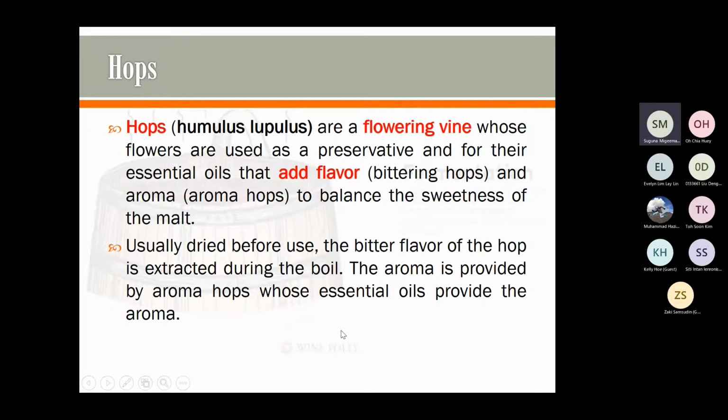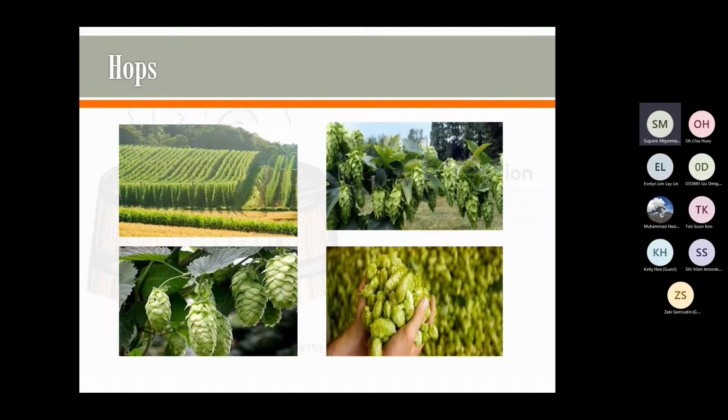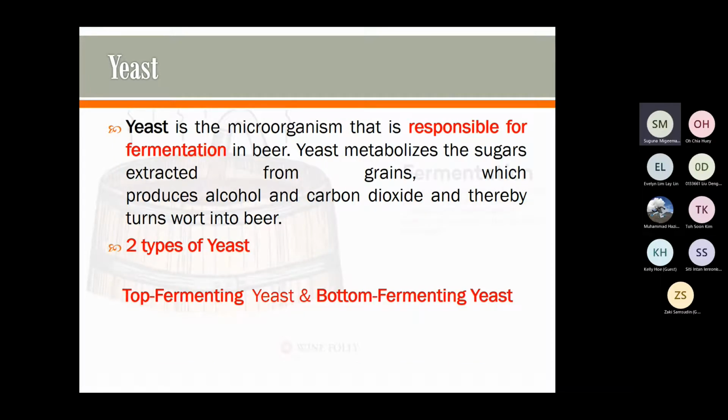And usually the bitter flavor of the hop is extracted during boiling. So we boil the flower and then we will add the aroma, okay, the essential oil, into the beer. So actually, apart from giving the flavor, it also gives the smell to the beer, right? So hops, if you wanted to see a clear picture of hops. Okay, next, the final one is yeast.